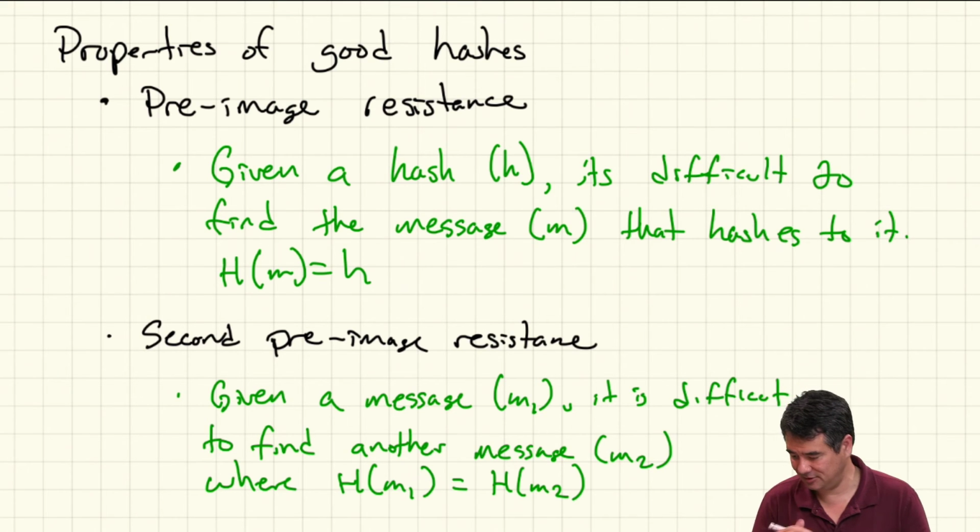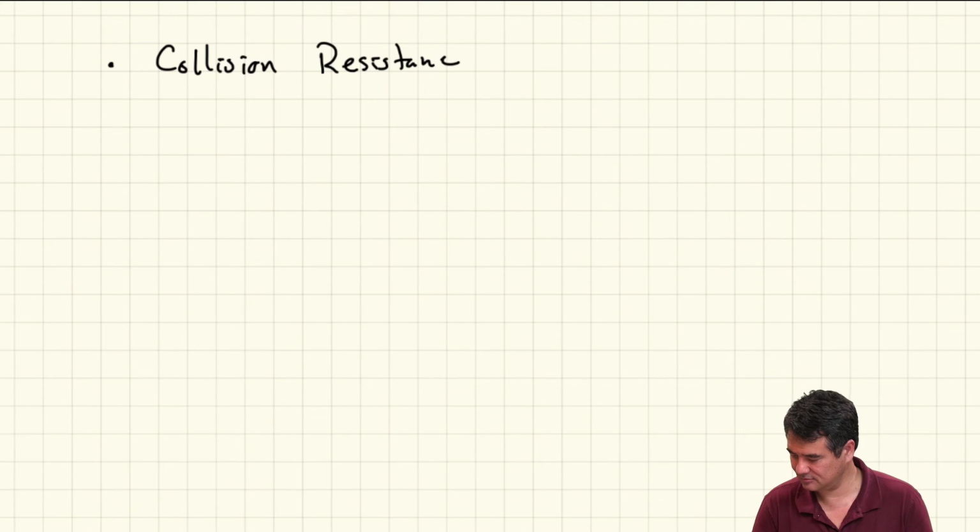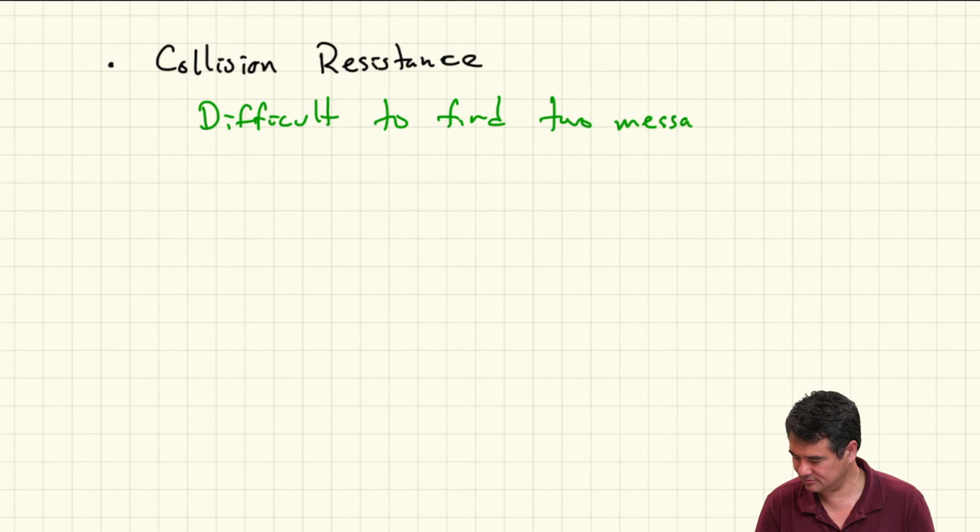And there's a third property. This is called collision resistance. And this means it's difficult to find two messages, M1 and M2, such that they hash to the same value.